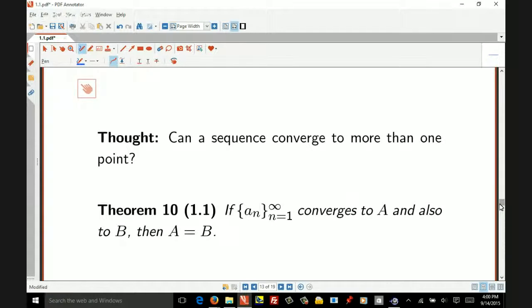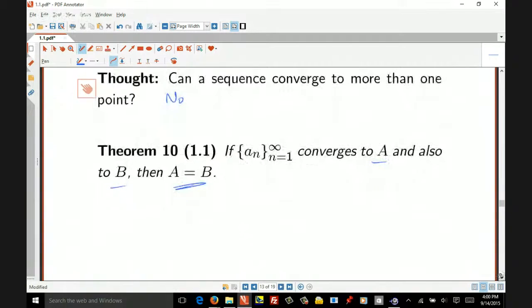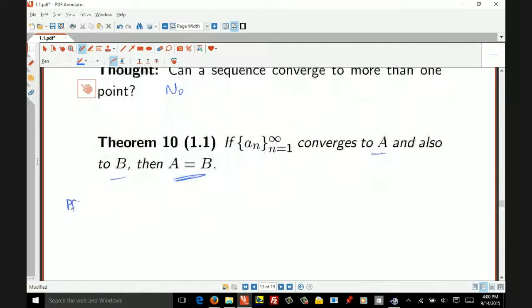Can a sequence converge to more than one point? If you read this section, which I know you all did, we had a theorem, and the theorem said that if it converges to 2 points, they have to be the same. So not to more than 1 point. The answer is no. It's just to 1 point, which is a good thing.